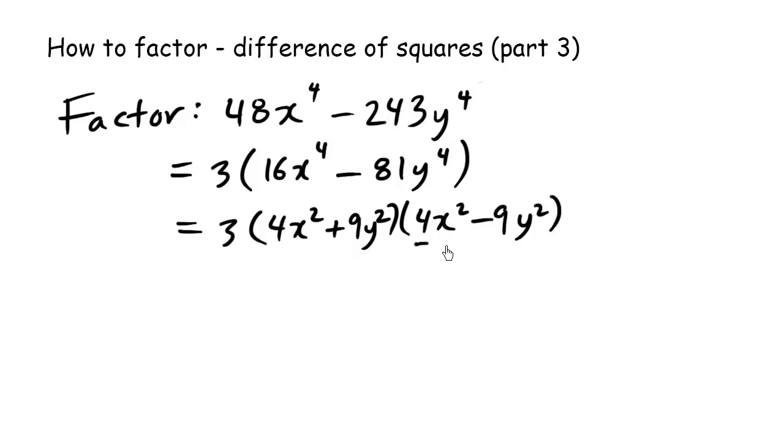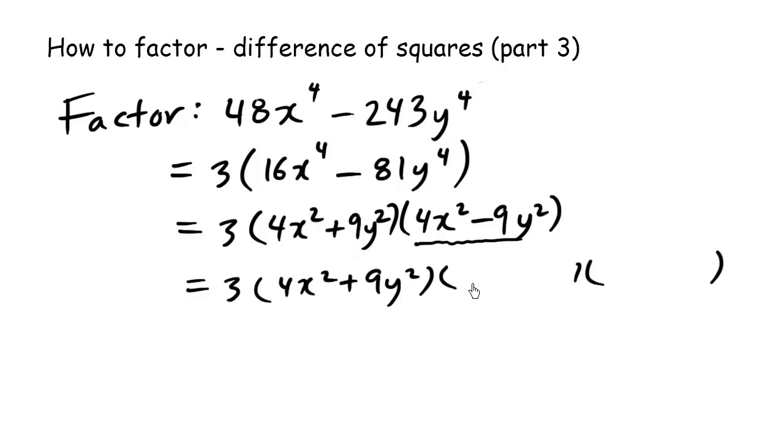Now don't stop here. Be very suspicious. Always look to see if you can go further. So what we have here is 3 times 4x squared plus 9y squared, and we're done because this is a plus sign. We can no longer factor. However, for this part here, we're going to use difference of squares one more time.